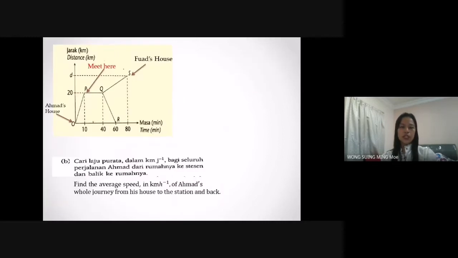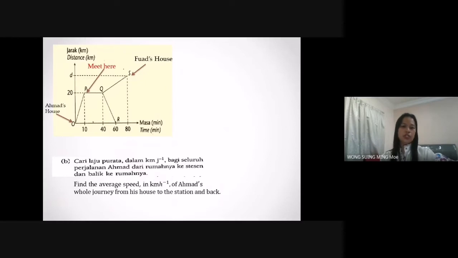B, find the average speed in kilometers per hour of Ahmad's whole journey from his house to the station and back. As we know, graph OPQR is for Ahmad's whole journey from his house to the station and back. OP represents Ahmad's house to a bus station. PQ represents Ahmad meet with Fuad at bus station for 30 minutes. QR shows the return trip for Ahmad from bus station to Ahmad's house.